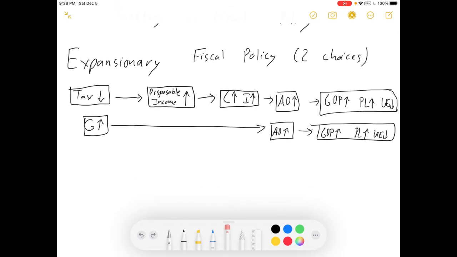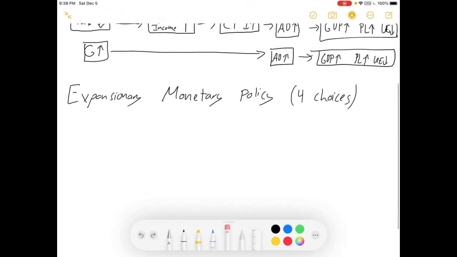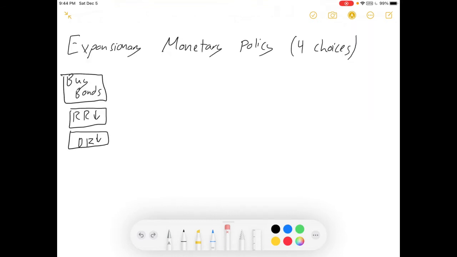Now, let's compare these pathways from policy to result with expansionary monetary policy, where we have four choices. What are the four things the Fed can do? One is it can buy a bunch of bonds, open market operations. Another is it can lower the reserve ratio. The next is that we can lower the discount rate, the rate at which the Fed loans to banks, and we can decrease the interest on reserves. Any of these, all four of them have the same expansionary effect.